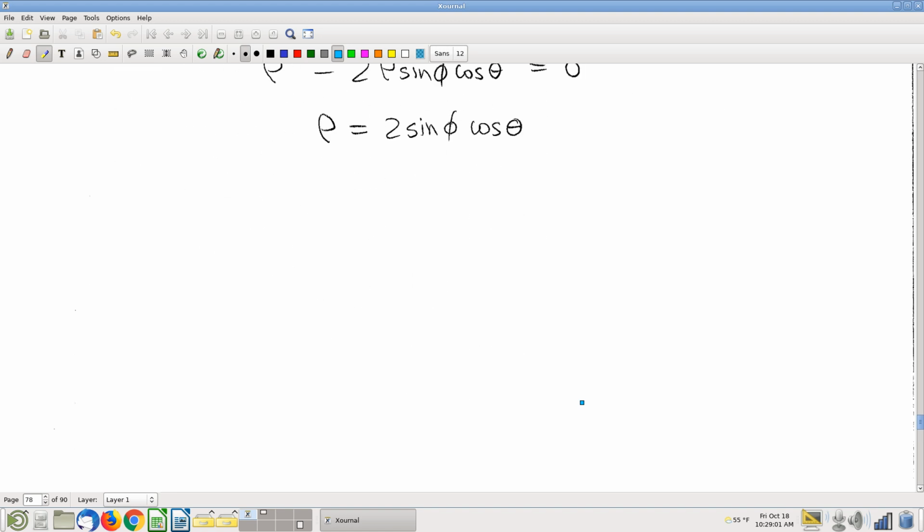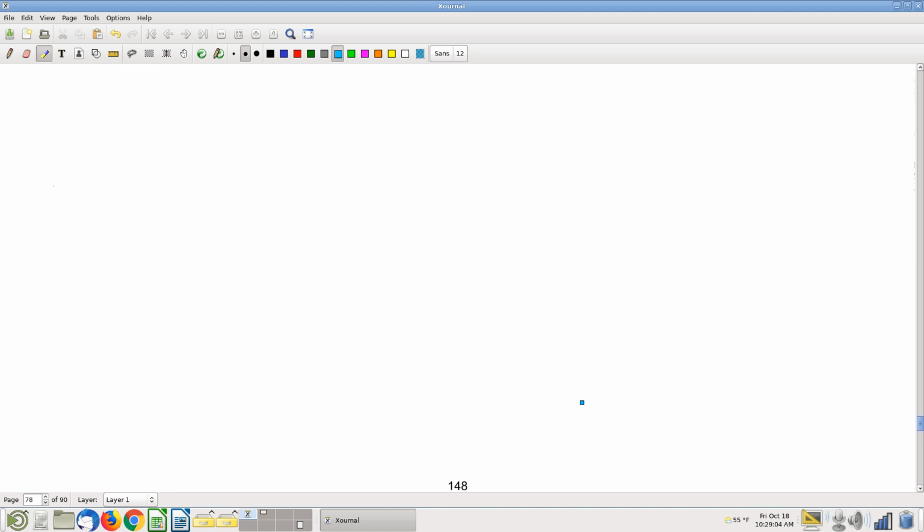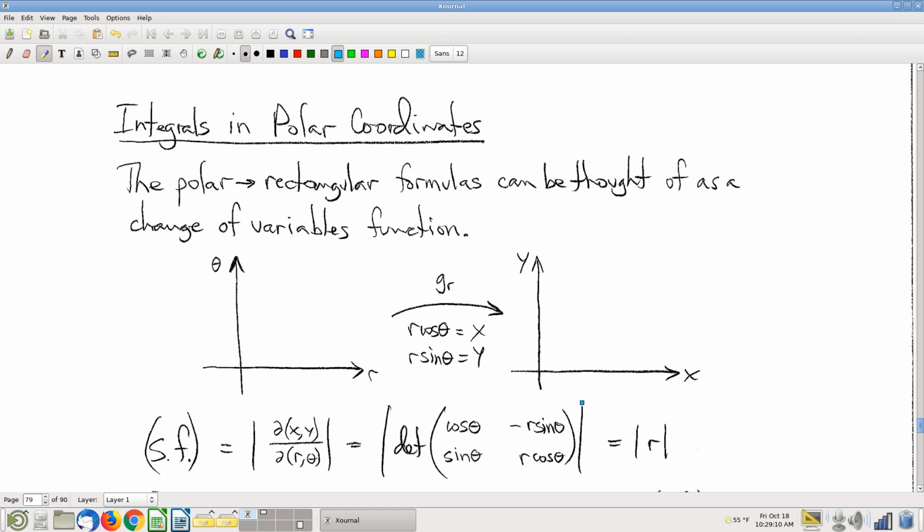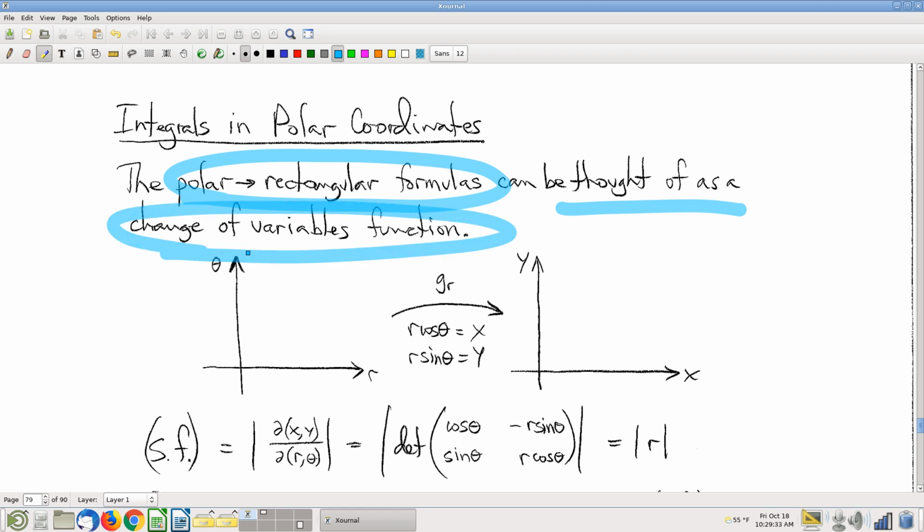Okay. All right. So we've spent a bunch of time talking about coordinate systems, and now I want to talk about why we are talking about coordinate systems in a multivariable calculus class. How does this show up in this context? And here's the big point: why we care about coordinate systems while we're doing multivariable integrals is that coordinate system conversion formulas can be thought of as a change of variables function. It's a huge example of why we want to do change of variables, a huge example of very useful change of variables functions.